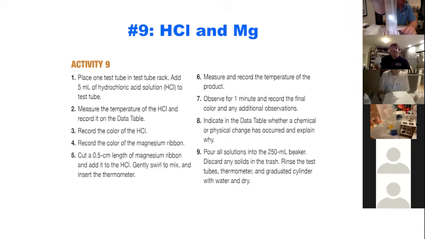And you may notice that the metal is not sinking to the bottom. And so you might be tempted to say, hey, this magnesium is not as dense as water. But that's not what's holding it up. What's holding the magnesium up in our solution? What's preventing it from sinking to the bottom?